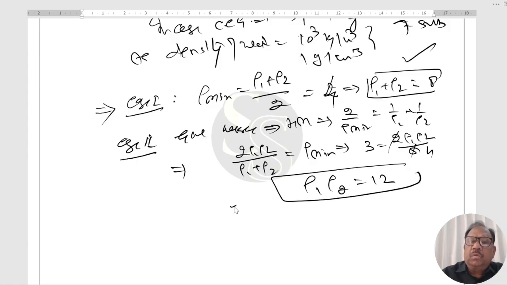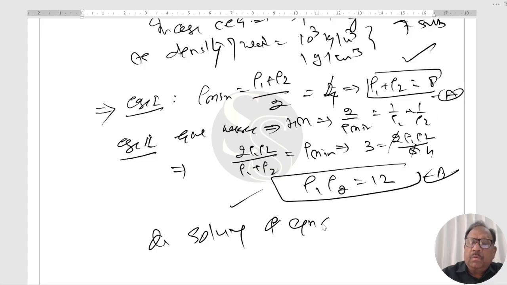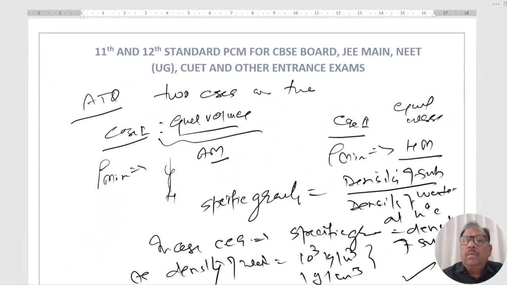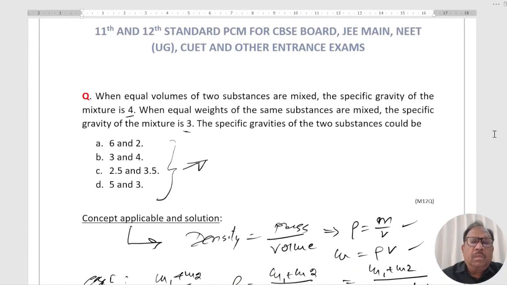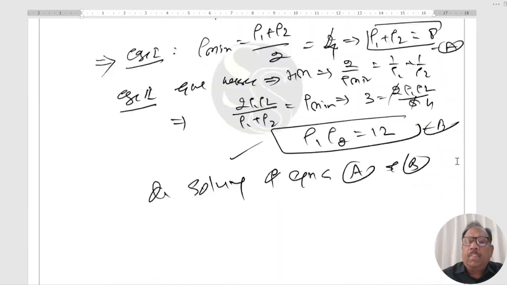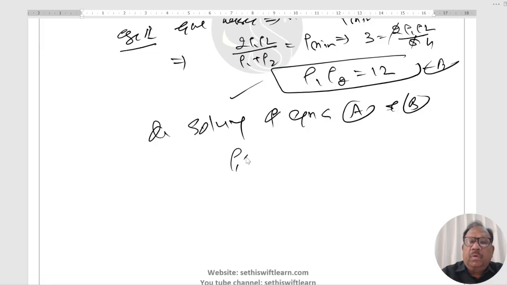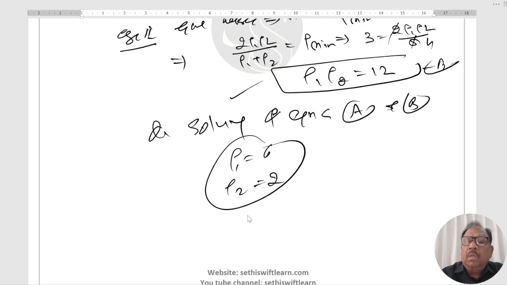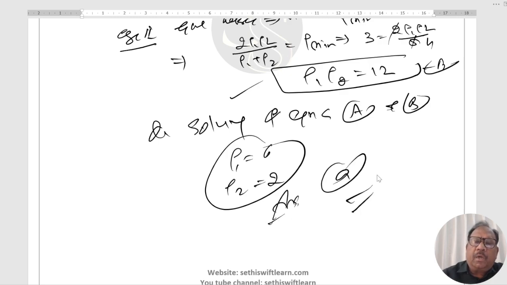This equation 1, this equation, on solving, this is equation A, equation B. Equations A and B, we will get 12, 8, 6 and 2. You get rho 1 equal to 6, rho 2 equal to 2, or 2 or 6. So the answer is A. A option is the correct option, right?